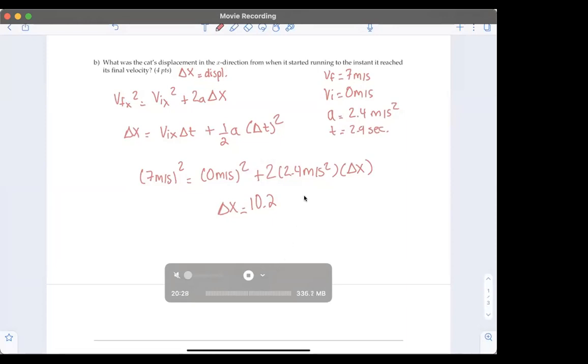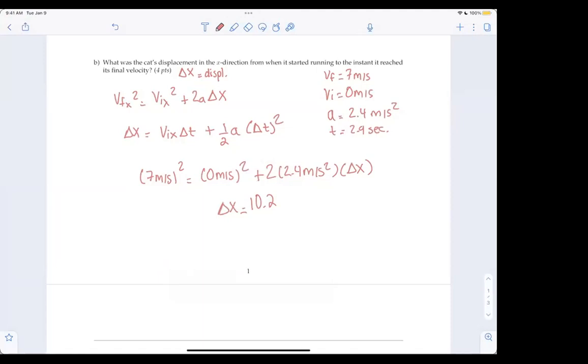10.2 is correct, by the way. I just want to make that clear, but hopefully everyone's on the same page. Please let me know in the chat if you're ready to move on, just let me know. Or if you need more time, that's fine as well.